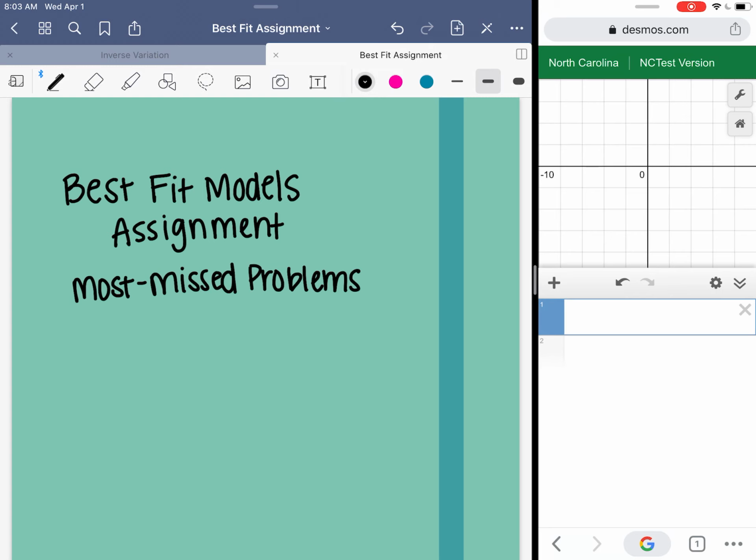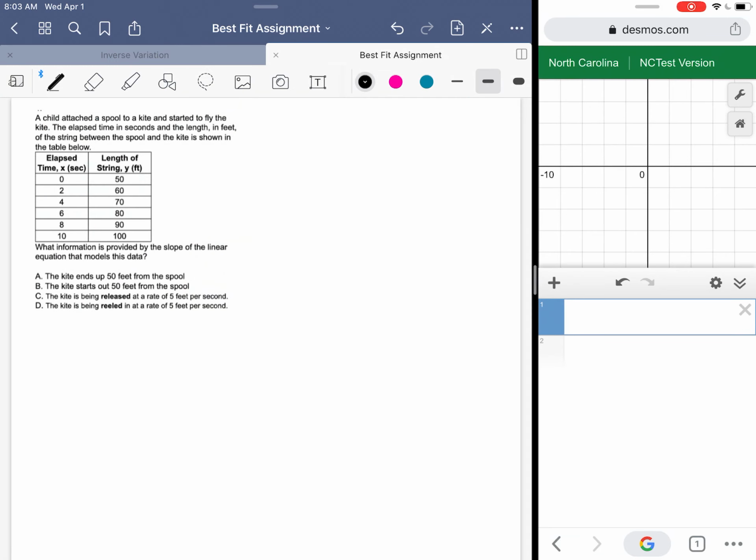In this video, we're going to go over the most missed problems from the Best Fit Models assignment. Starting with this one, we have a child attached a spool to a kite and started to fly the kite. The elapsed time in seconds and the length in feet of the string between the spool and the kite is shown in the table below.